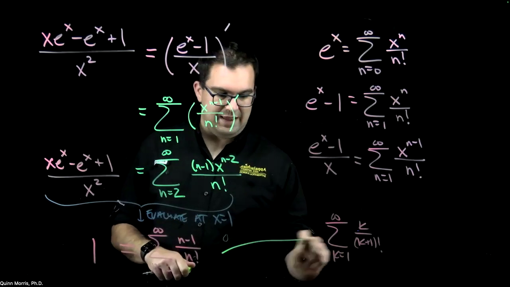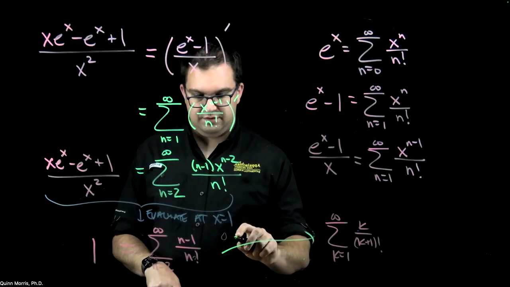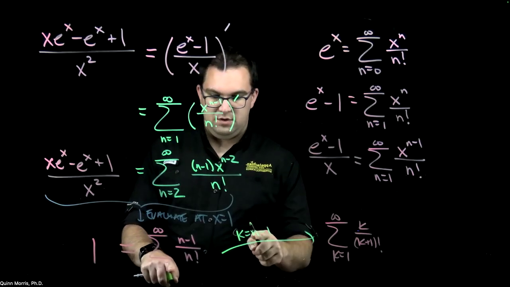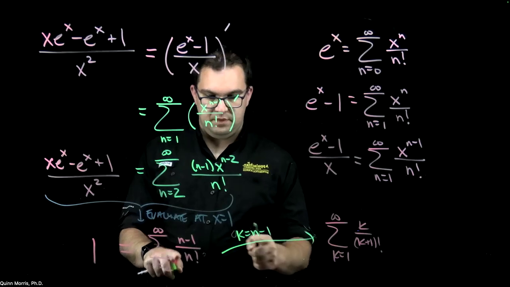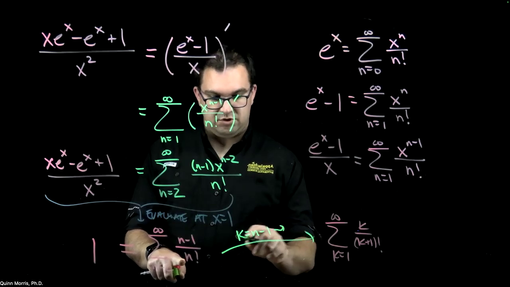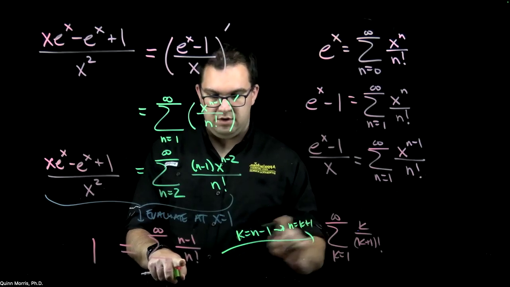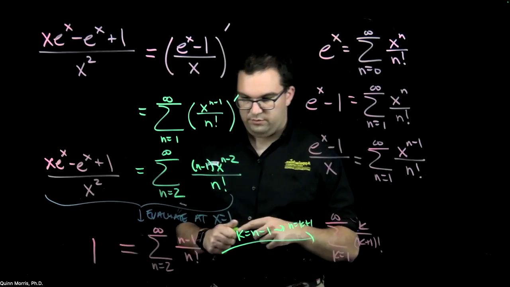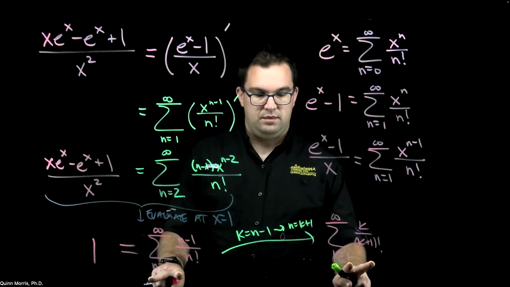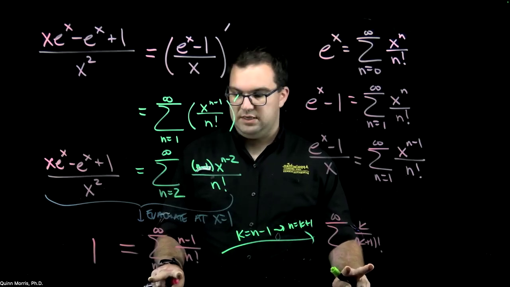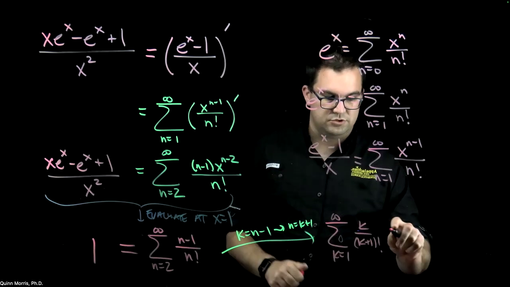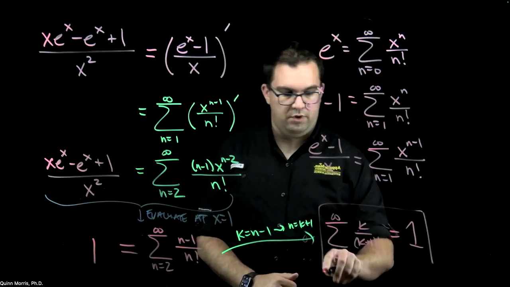If I take this series and re-index it, so I set k equal to n minus 1, I'm just shifting my n's down 1. Then when n is 2, k will be 1. This n minus 1 will just become k, and if I solve for n, n is k plus 1, so this n will become k plus 1 factorial. So this series is actually just equal to this. It's just a re-indexed sum. But this series is equal to 1. So the re-indexed version also is just equal to 1.